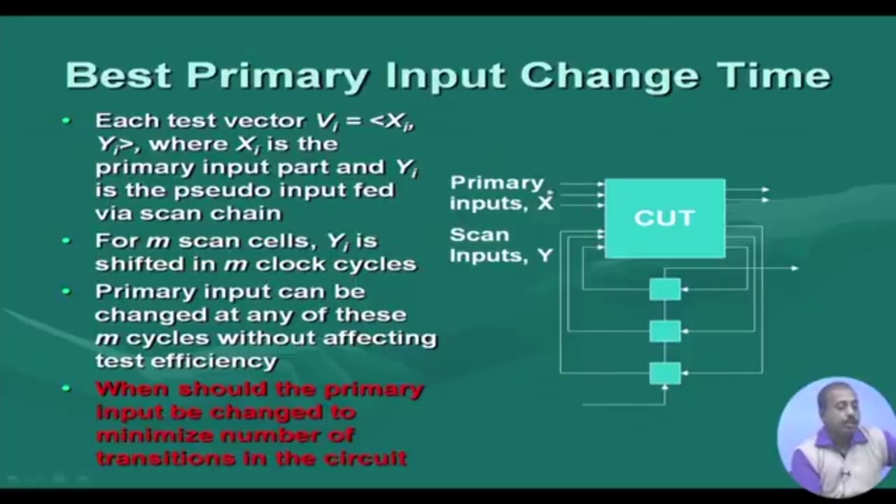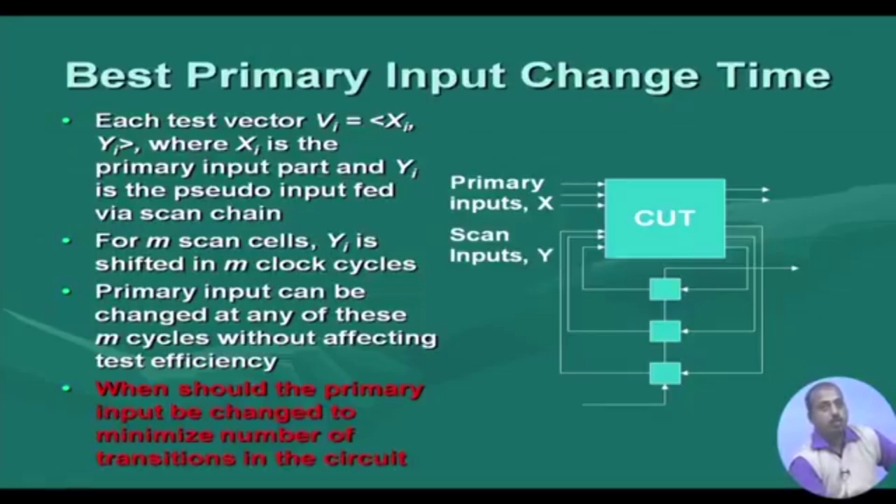But this primary input part can be changed at any time from the shifting of the first bit till the shifting of the last bit. At any point of time we can change this primary input part. So, what is the best input pattern? When should the primary input be changed to minimize the number of transitions in the circuit? If there are m scan cells, then this pseudo primary input part yi is shifted in m clock cycles, and the primary input can be changed at any of these m cycles without affecting the test efficiency. So, when are you going to change the primary input?